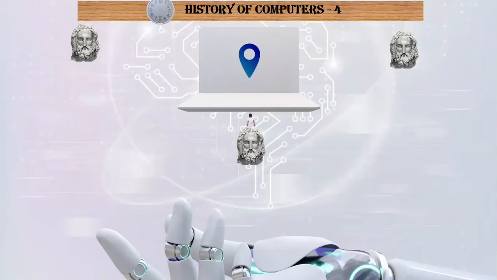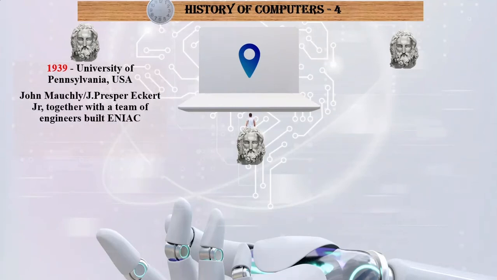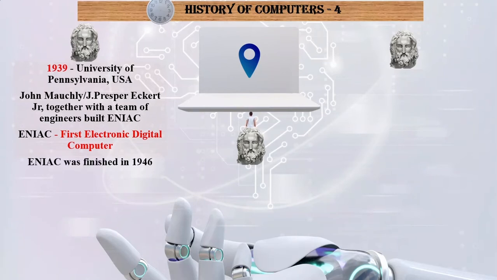So after that, we saw another level of advancement in the history of computers, where in 1939 the University of Pennsylvania, United States of America, together with John Mauchly and J. Presper Eckert, who were actually students of the university, together with a team of engineers, built the ENIAC. And ENIAC was named the first electronic digital computer. It was finished in 1946, and it used vacuum tubes for its power.